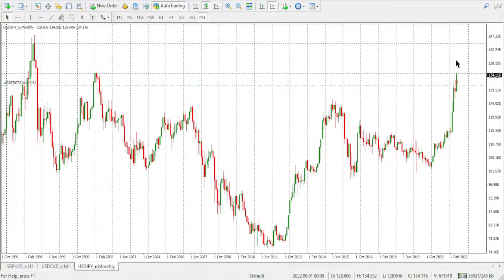If the price breaks above it, and if the price bounces off from it, then you're going to look for a sell position at least up to this point here.